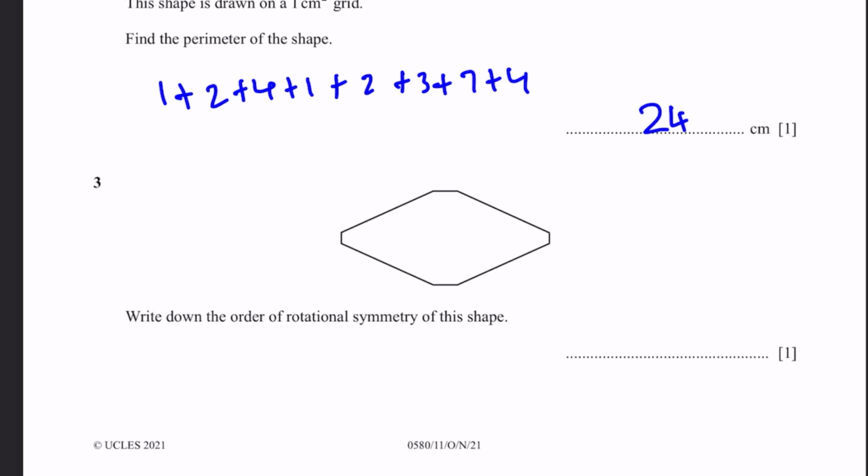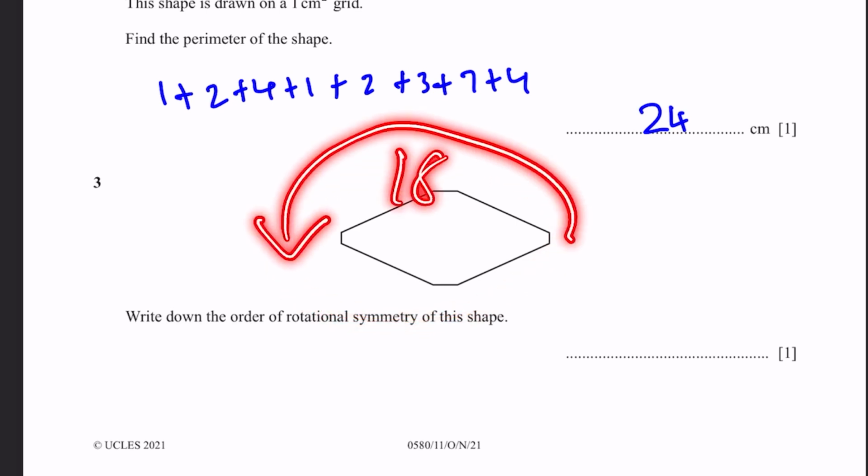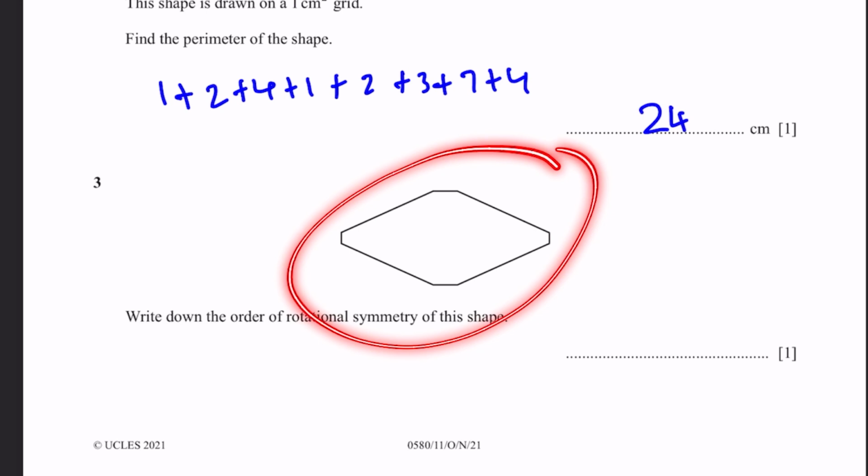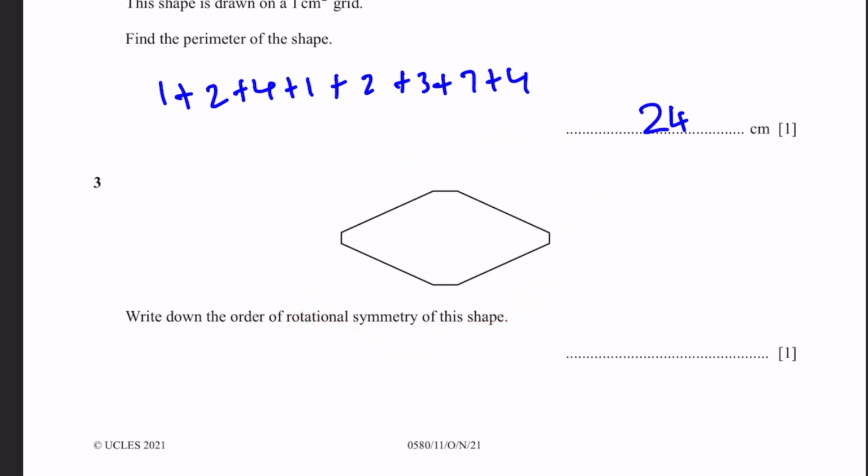Question 3. Write down the order of rotational symmetry of this shape. So we turn this shape 180 degrees clockwise or anti-clockwise. Choose your favorite one. If you rotate it 180 degrees, it will be the same as this right now. And therefore, the order of rotational symmetry is 360 by 180, which is 2.